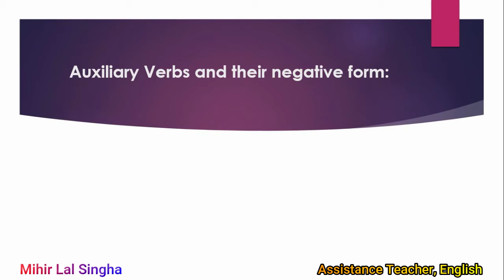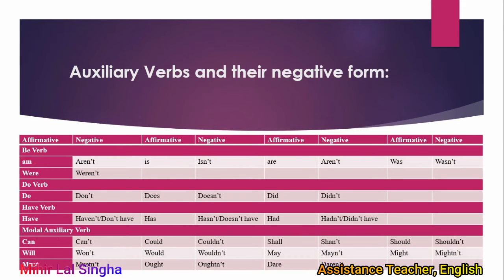Auxiliary verbs and their negative forms. So follow the chart closely. Here, am is aren't. Remember, some students always make a mistake. They write amn't. It's not amn't. If we make it negative in short form, then we have to use aren't, not amn't. Am not, it's okay. But if we write the short form, we have to use aren't.